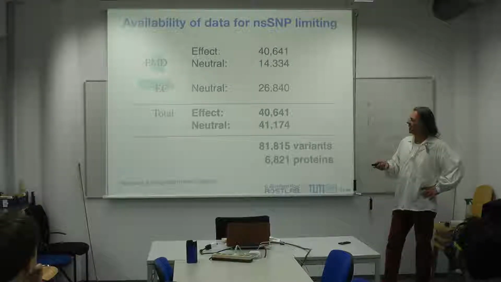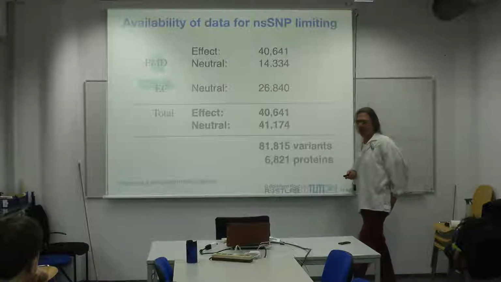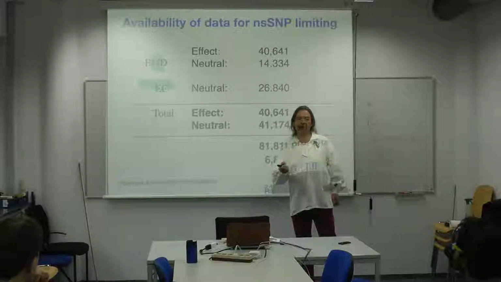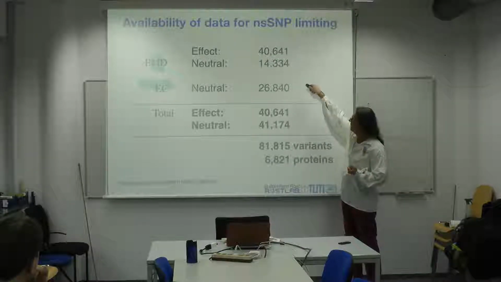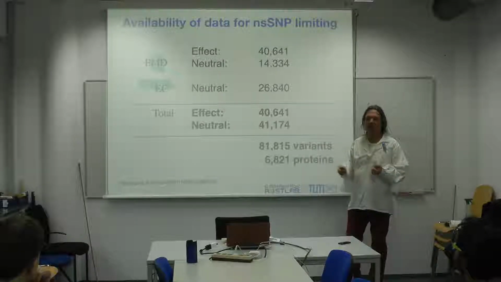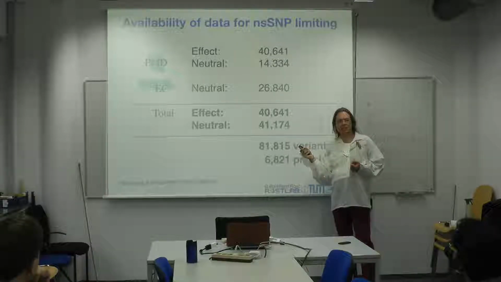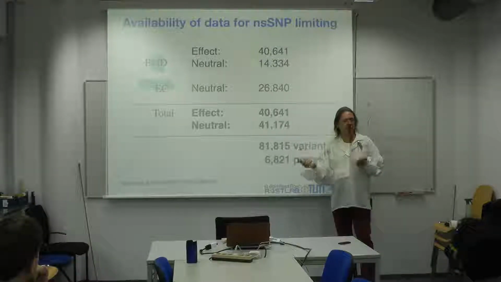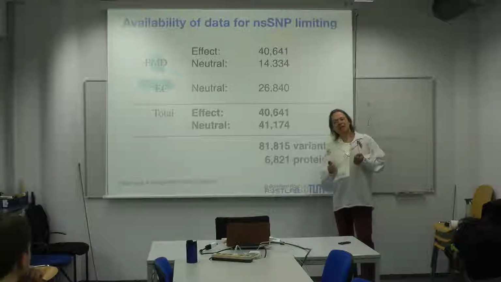Anyway, in this particular way, we end up with a data set that is fairly balanced in terms of numbers of neutrals and effect. It's not balanced in terms of potency. We should not forget that the experimental data is much more on the positives, on the effect variants, than on the neutral variants. What I mean by potency is that these added neutrals have something in common.